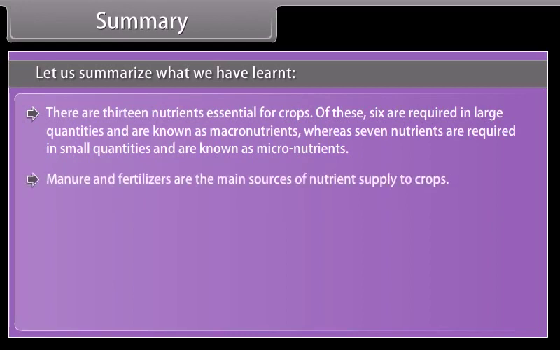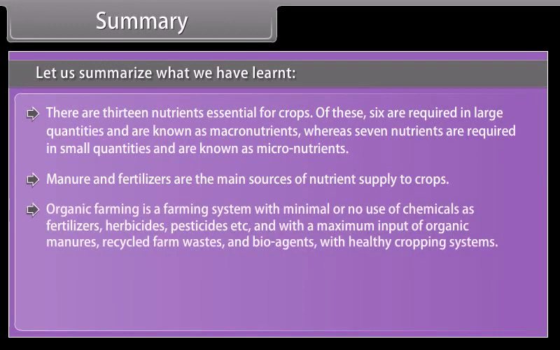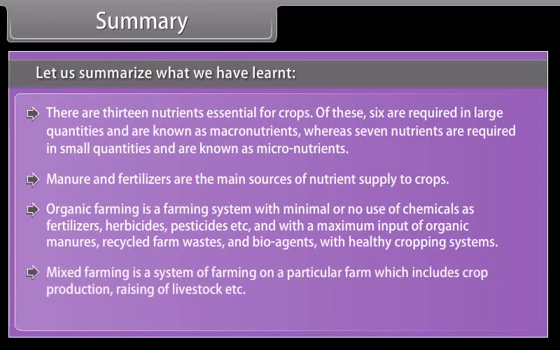Manure and fertilizers are the main sources of nutrient supply to crops. Organic farming is a farming system with minimal or no use of chemicals as fertilizers, herbicides, pesticides, etc., and with a maximum input of organic manures, recycled farm wastes, and bioagents with healthy cropping systems. Mixed farming is a system of farming on a particular farm which includes crop production, raising of livestock, etc.